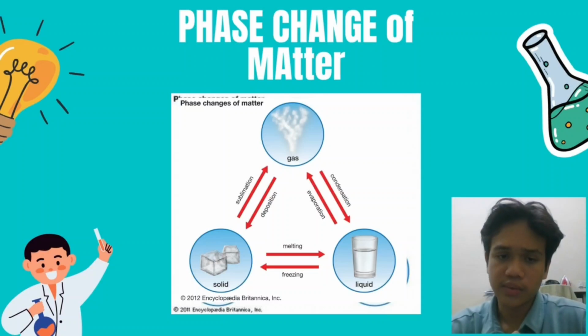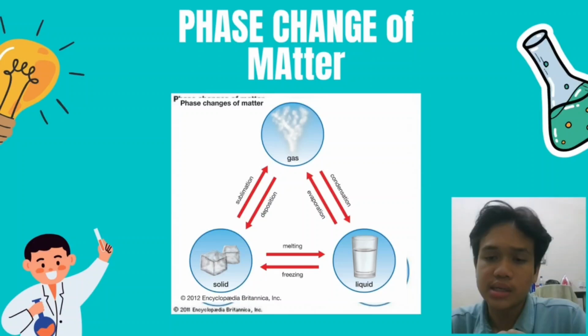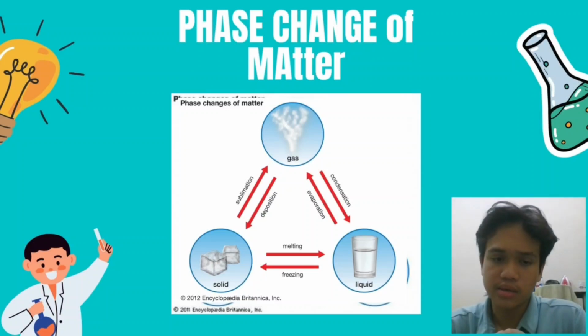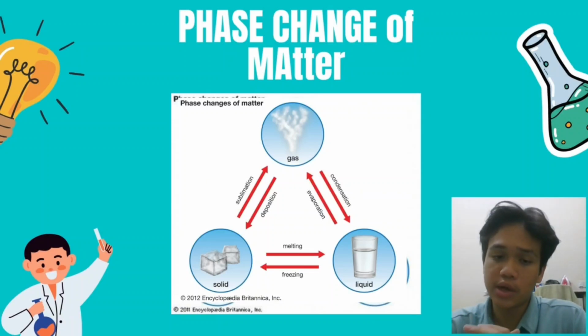And last but not least, gas turns directly into ice. It's called deposition. Gas into solid. So, a quick reminder that when the molecule is heated, the particles will move faster. So, it will become solid, then liquid, then gas. But when it cools, particles will slow down and it will go from gas, turn into liquid, and then lastly solid.